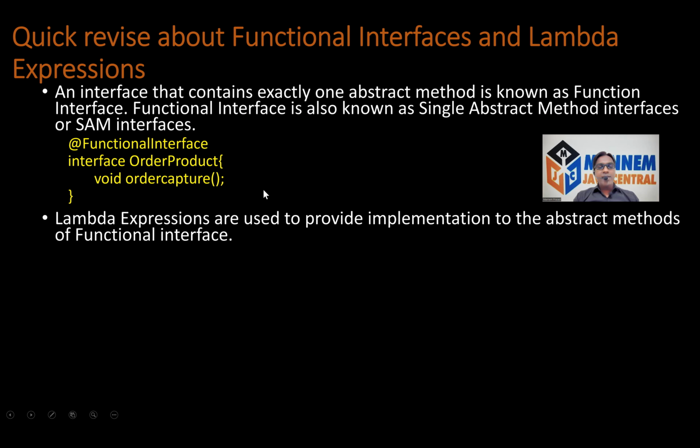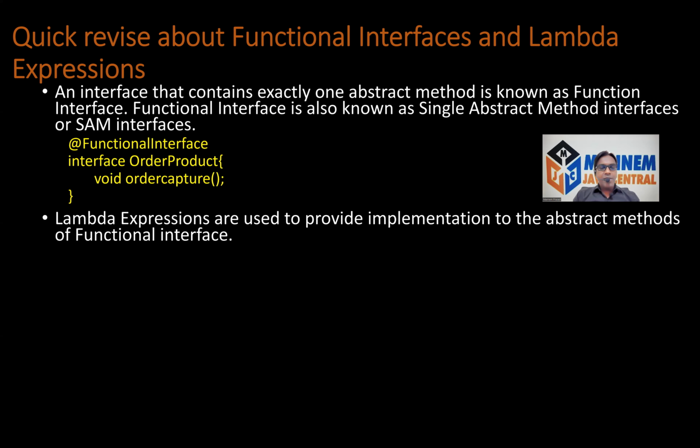And the next one is, what is a Lambda expression? Lambda expressions are used to provide implementation to abstract methods of functional interfaces. We assign that Lambda expression implementation to the reference variable of the functional interface. And then wherever you need to call that method of the functional interface, you call it using the reference variable of that functional interface.